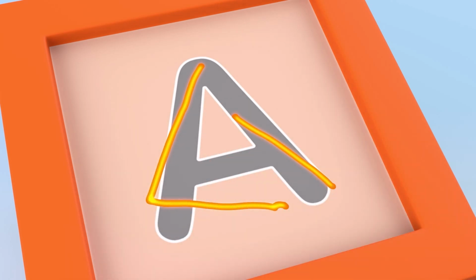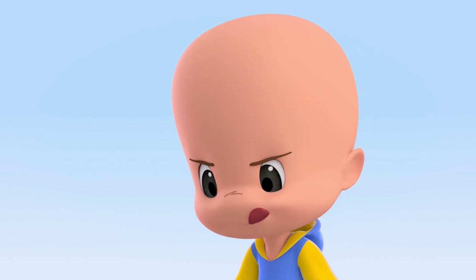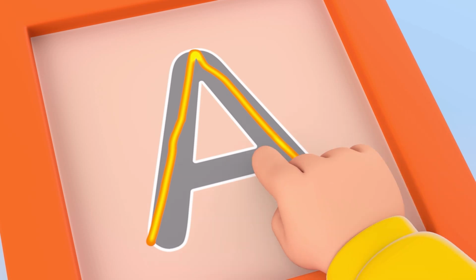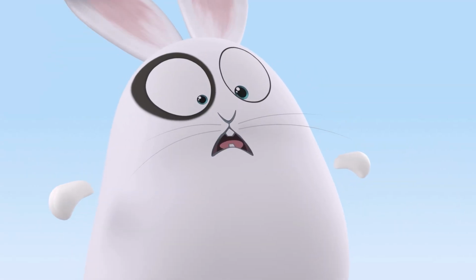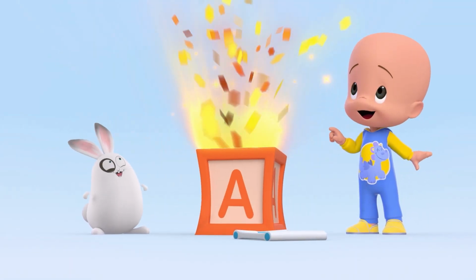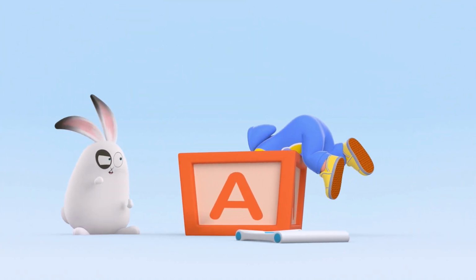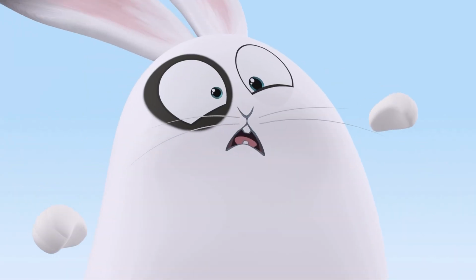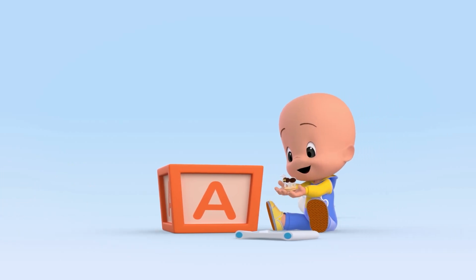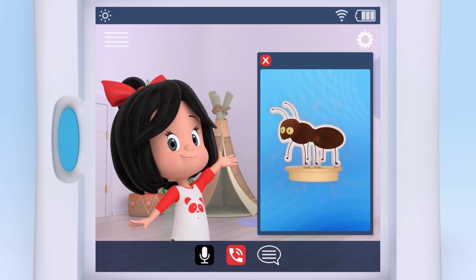A. Try again. Follow the lines. A. Ant. That's right. A is for ant.